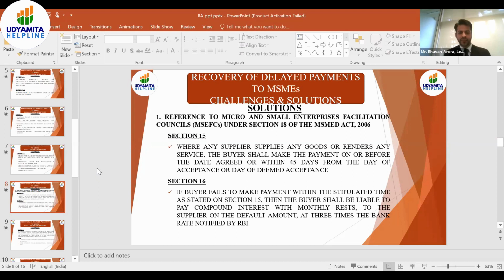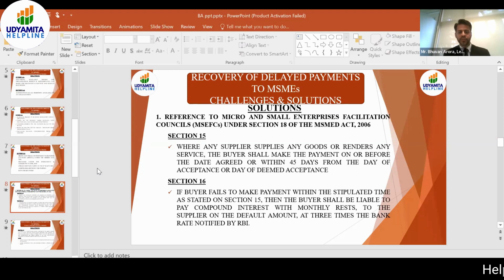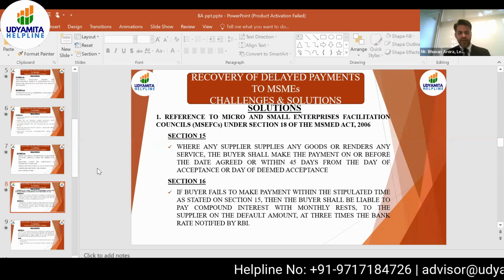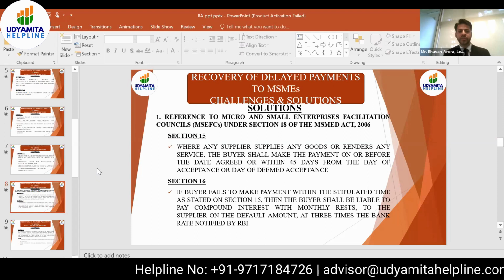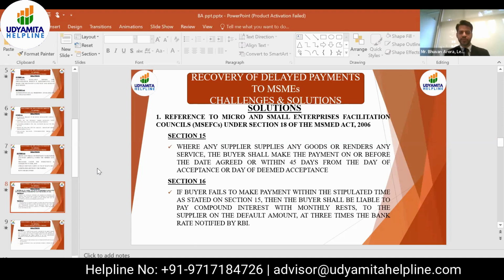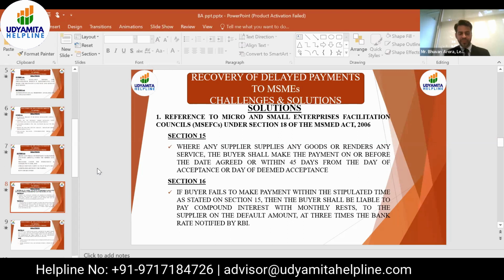If I have taken a material from a supplier, suppose on 1st of January, and I have not made payment by 15th of February, which is 45 days, then whenever I make payment to the supplier, I will have to add interest, which will be 3 times the bank rate. The bank rate keeps on changing from time to time.